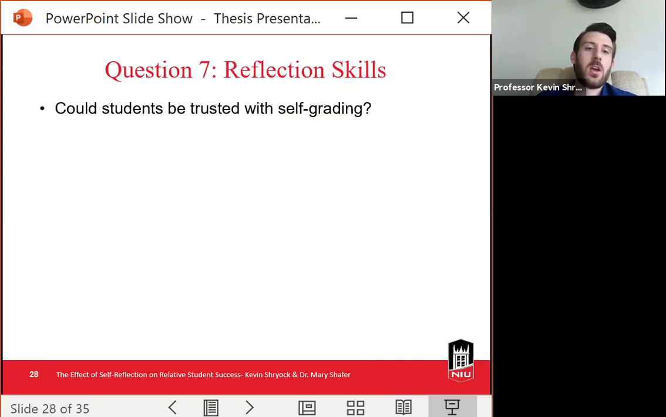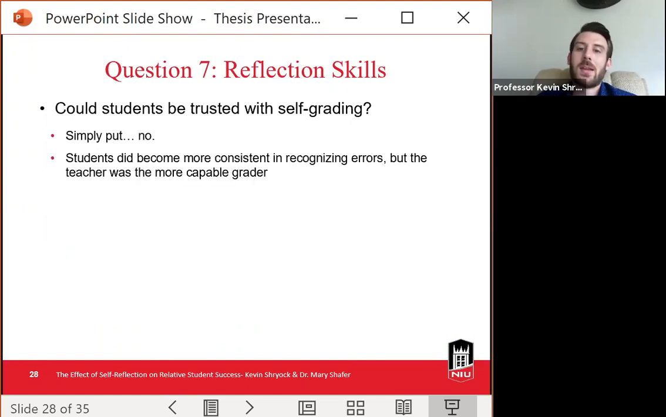So question 7 was whether or not students improved in their abilities as to reflect over time. Could they get better at this effort? Specifically, might they have eventually been trusted to self-grade entirely? In short, no. They did become more adept at recognizing their own errors. However, there was always a gap between the errors the teacher could recognize versus those that the students could recognize.